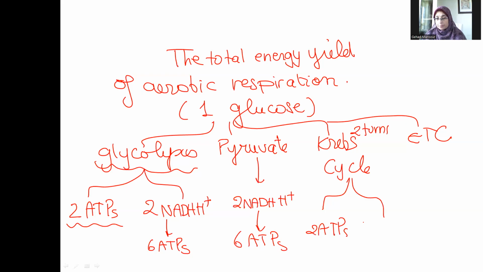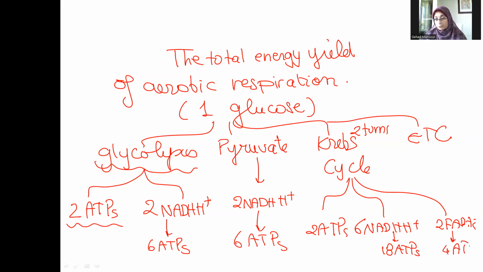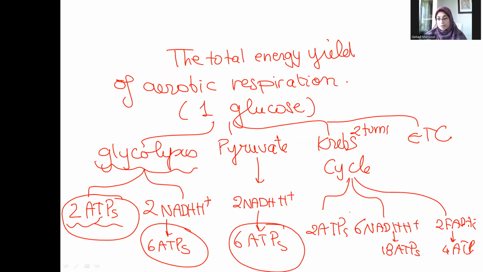We had, per 2 turns, 6 reduced NAD and 2 reduced FAD. The 6 reduced NAD gave us 18 ATP molecules indirectly, and the 2 reduced FAD, 2 by 2, gives 4. Let's calculate the total. So here we have 2 plus 6, this is 8, plus 6, this is 14, and then 16, and then 16 plus 18, 34, and then 38.